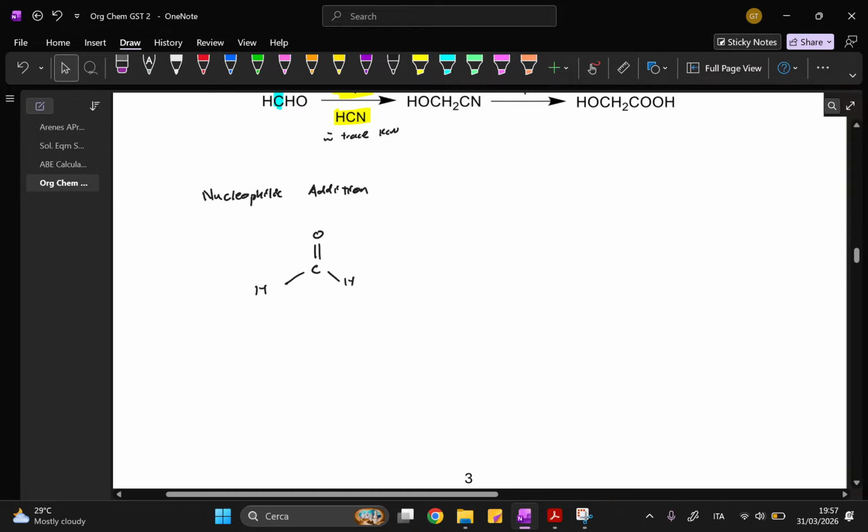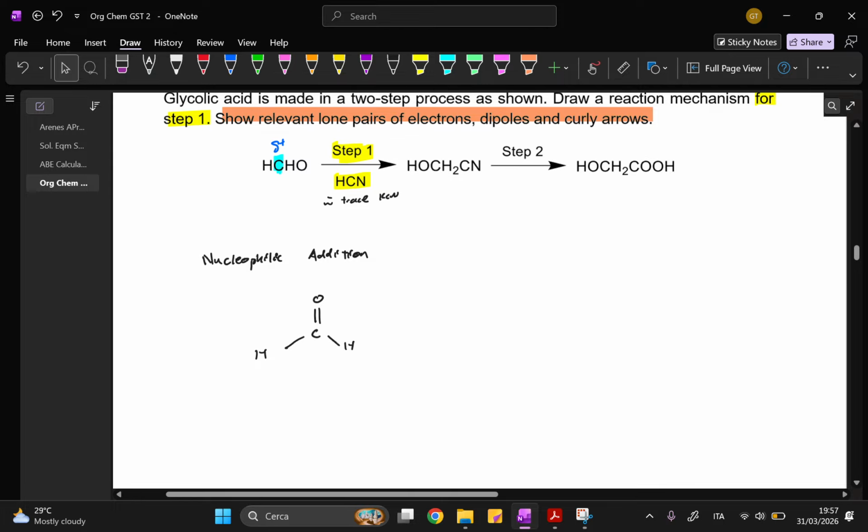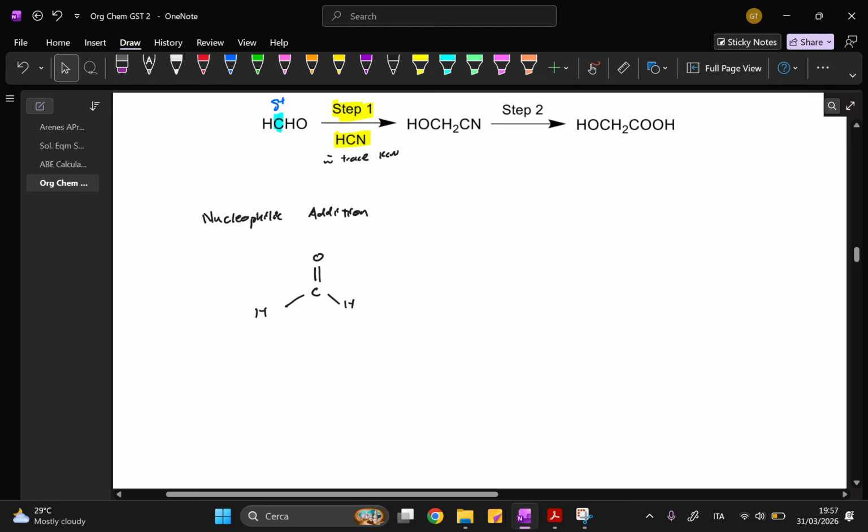Okay, so what happens in this particular mechanism is, first, I need to include lone pairs, dipoles, and curly arrows. In my reactant, do I have any lone pairs? Yes, I have 2 lone pairs on my O, and therefore do I have a dipole? Yes, because now my O is delta minus because of the presence of these lone pairs. My C is delta plus. So with delta plus and delta minus, one of the electron pairs in the C=O double bond is going to attack the oxygen atom.